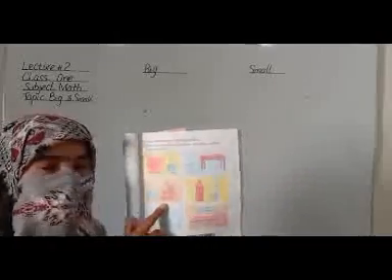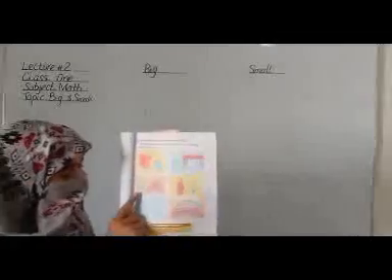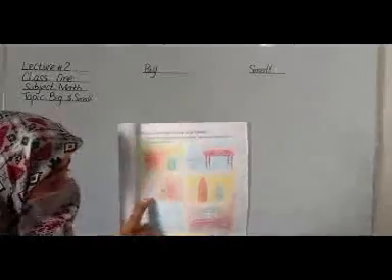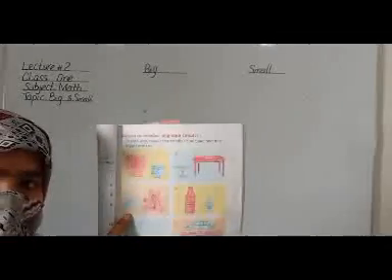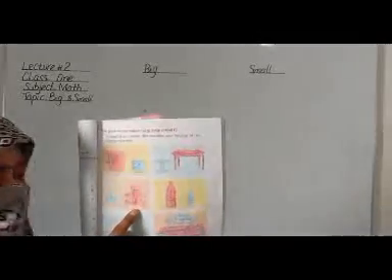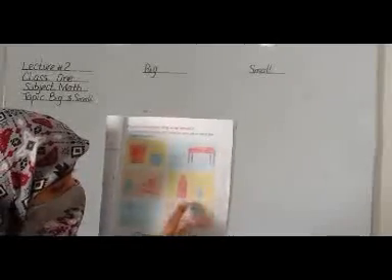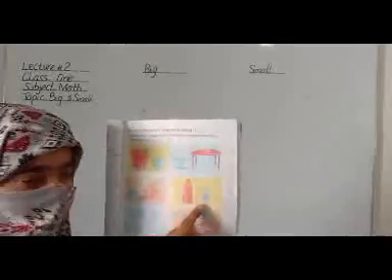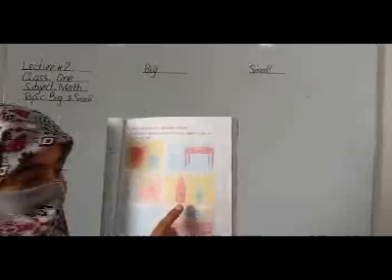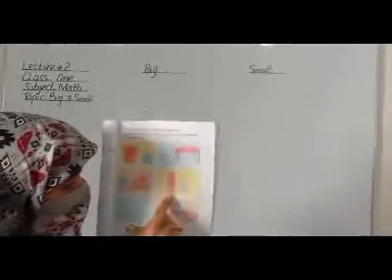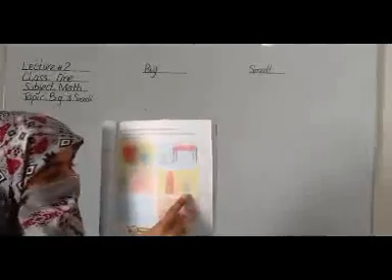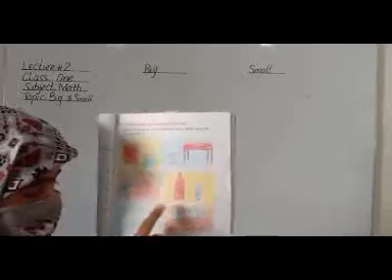Here is one pair of teddy bears. This one is blue, like that. This is the small teddy bear, and this one is the bigger teddy bear. This one is red color. Okay. Now we have two bottles. All of you have bottles. Okay. This one is the bigger bottle and this one is the smaller bottle.